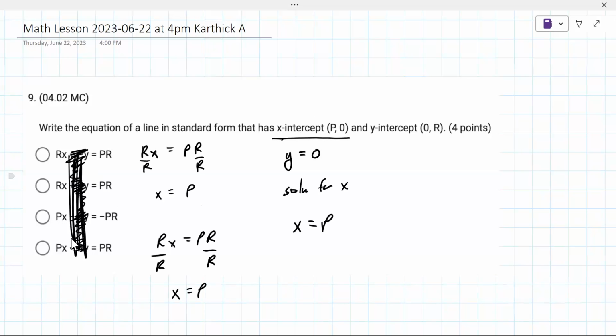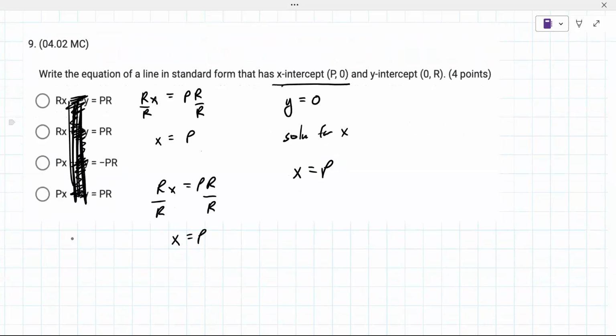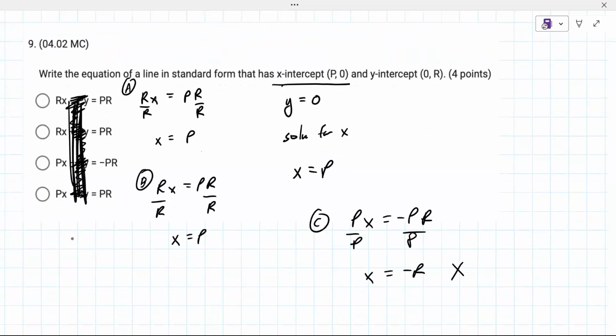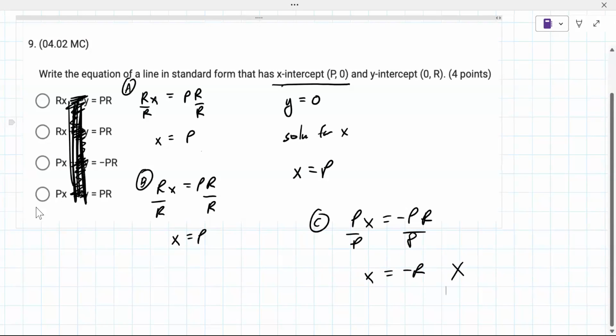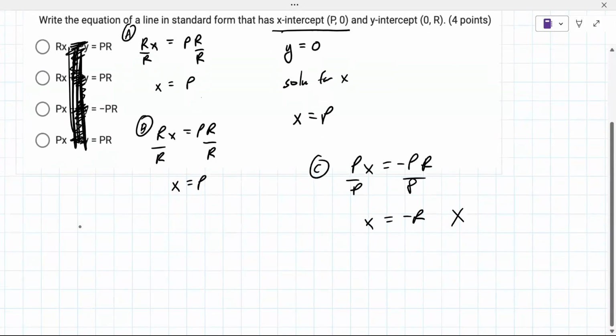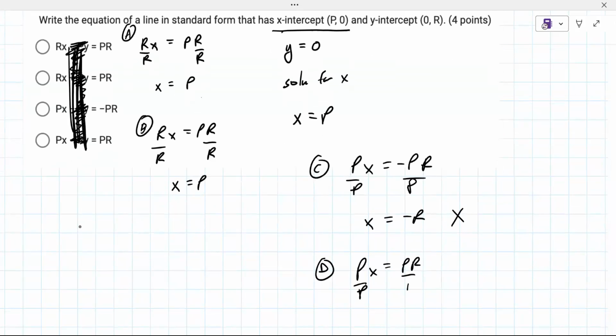So the last two are problematic. That's A, that's B. So C says PX equals minus PR. When you divide by P, you get X equals minus R, which is not what we want. Same thing for the last one there. For D, you get PX equals PR, divide by P, X equals R, like that. Got it. So we're down to A and B.